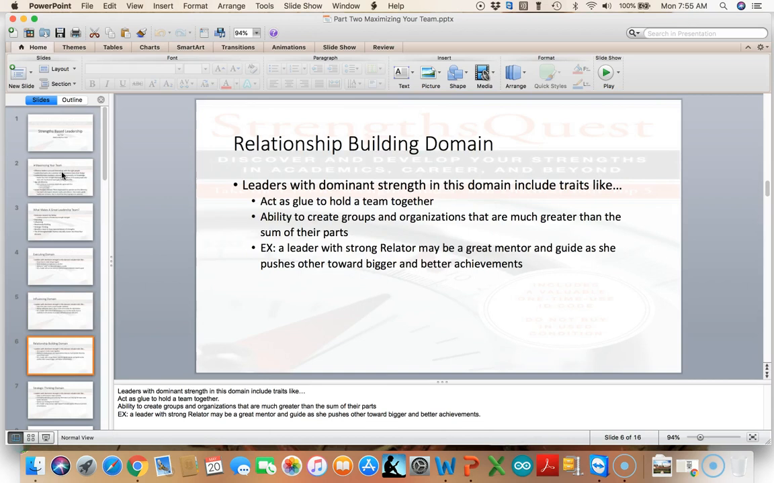Relationship building. Leaders with dominant strength in this domain include traits like: act like glue to hold the team together. They have the ability to create groups and organizations that are much greater than the sum of their parts. An example of this is a leader with a strong relator theme may be a great mentor and guide as they push others towards bigger and better achievements.